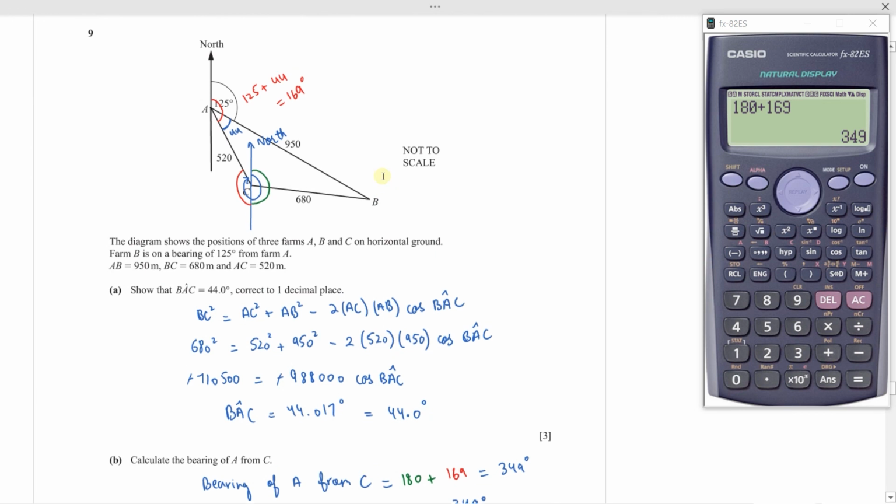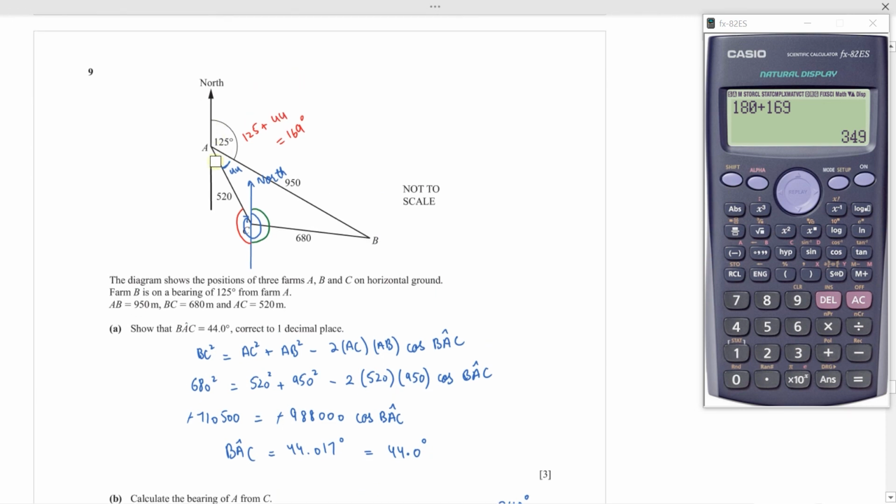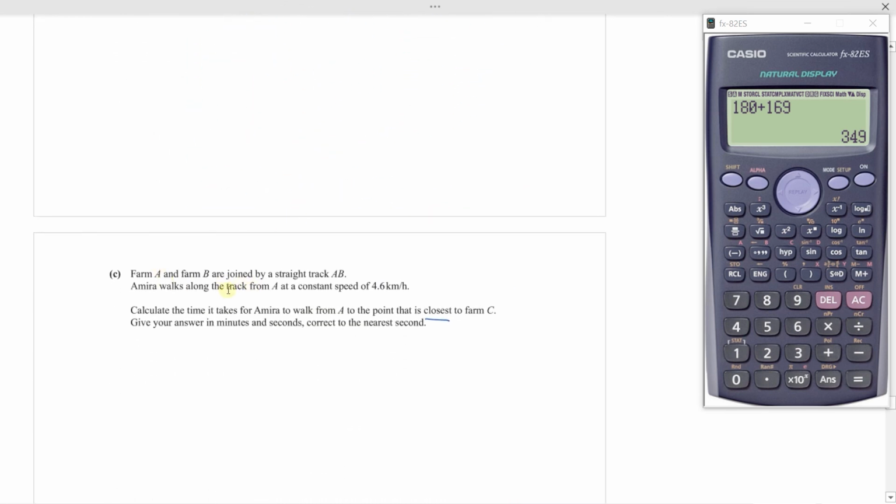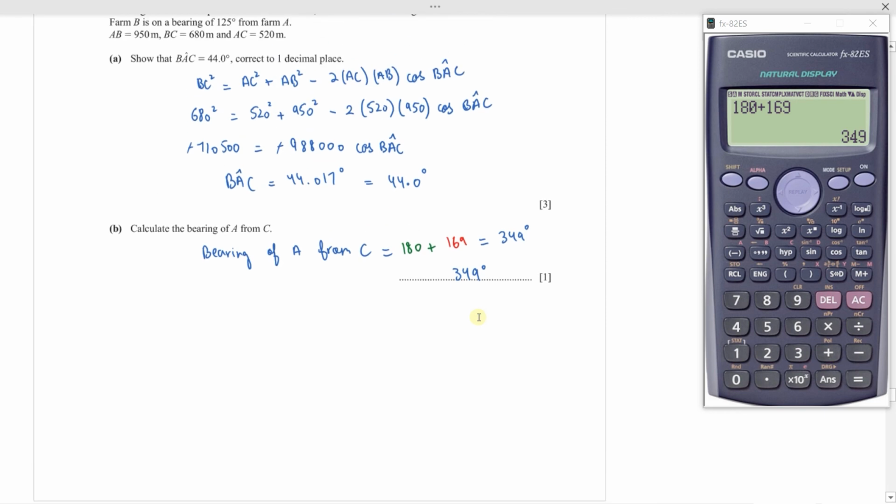So let's go back to the drawing here. So let me just erase all of this. Amira is now walking down this path from A to B, which is 950 meters. But then the question states that she's walking along the track at a constant speed of 4.6. Calculate the time it takes for Amira to walk from A to the point that is closest to farm C.